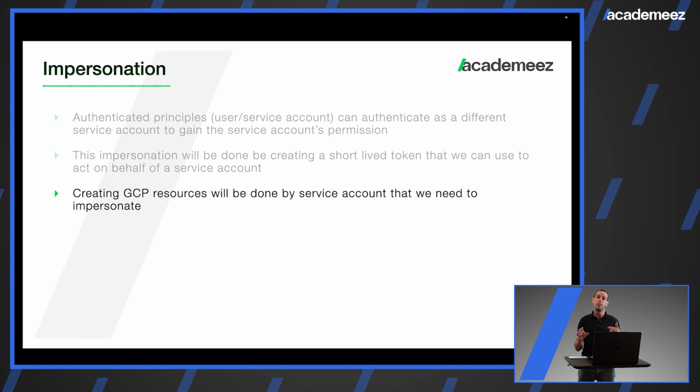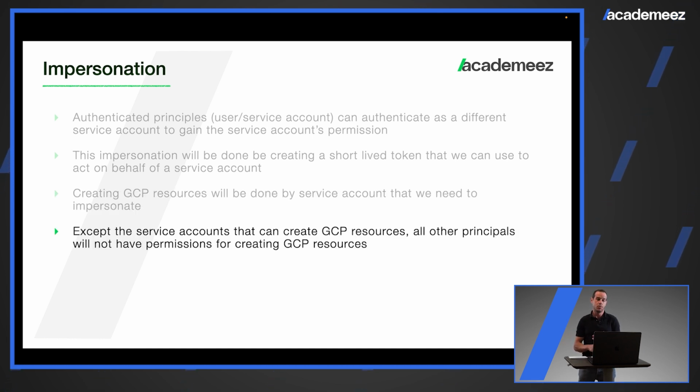This means that we need to impersonate the service account in order to create GCP resources. What we are doing is accepting only the service accounts that can create GCP resources. We're eliminating all other principals, including all our teams, developers, and users in our organization. We're eliminating their ability to create GCP resources without impersonation. So they cannot go to the web, to the GCP console, and create GCP resources. This means we're forcing them to create GCP resources with our infrastructure as code project.